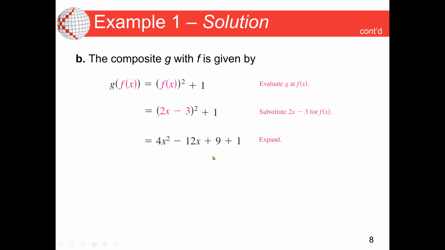Here we can combine 9 and 1. So our final solution will be 4x squared minus 12x plus 10.